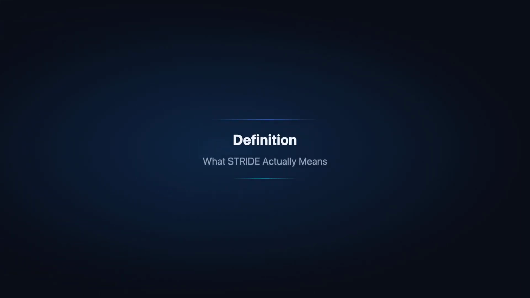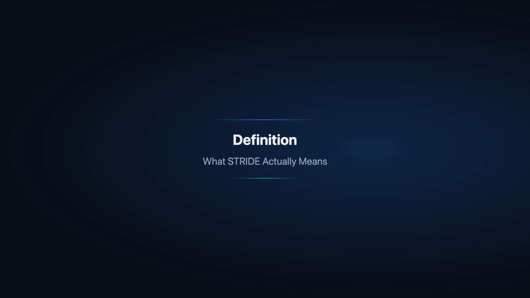Let us define STRIDE and understand why Microsoft developed it as a threat classification framework. STRIDE is an acronym representing 6 distinct categories of security threats. Spoofing threats involve an attacker impersonating a legitimate user, service, or system component to gain unauthorized access or trust. Tampering threats involve modifying data in transit or at rest without authorization, potentially corrupting information or altering system behavior.